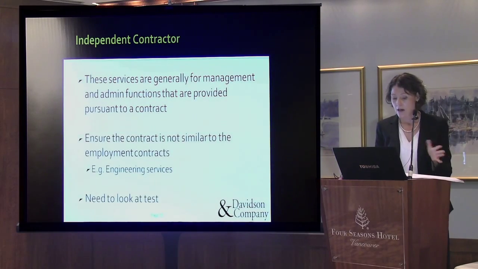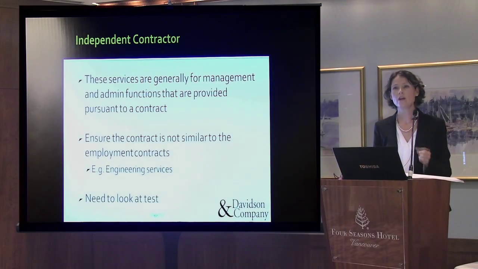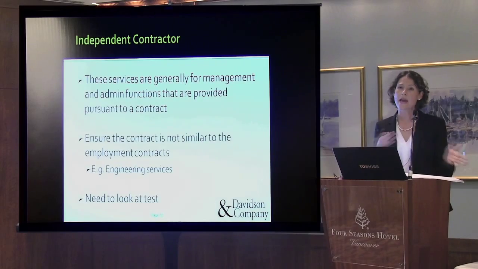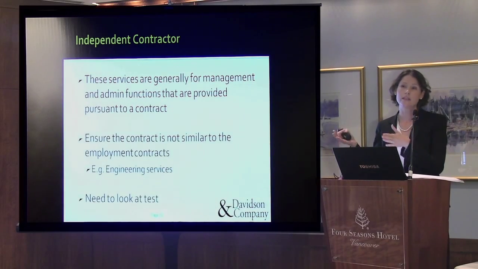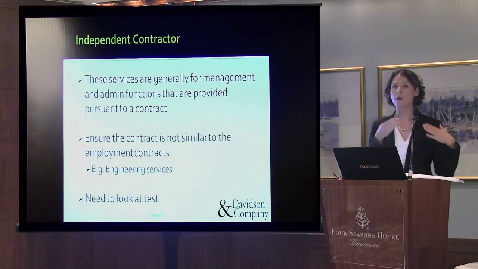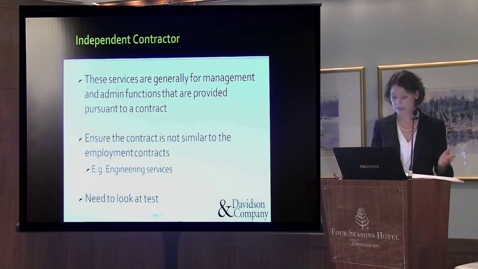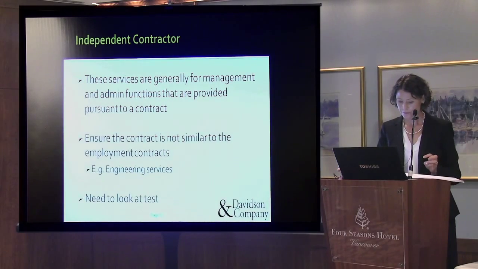And one of the examples is engineering services. It's a common one we see as well. So if you're providing engineering services and you're a director, you may have the possibility of having your engineering services as an independent contractor, but your director services as Director B employment income.